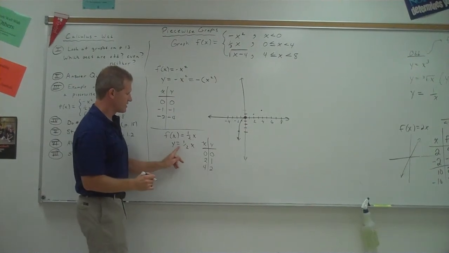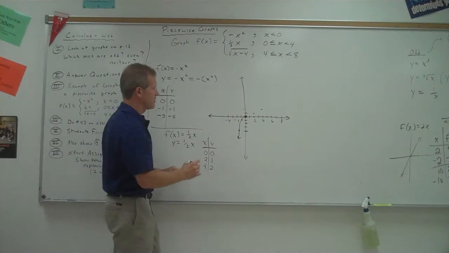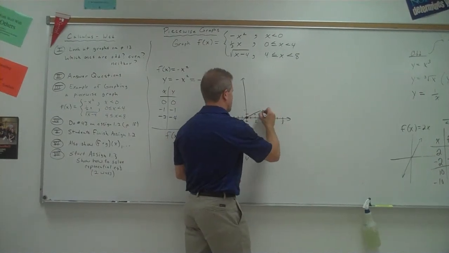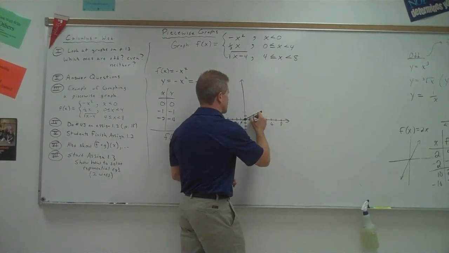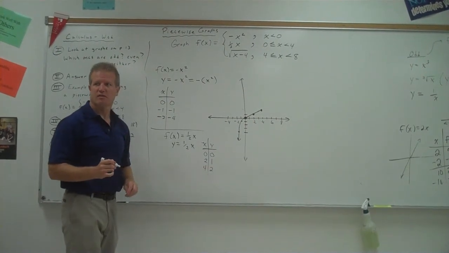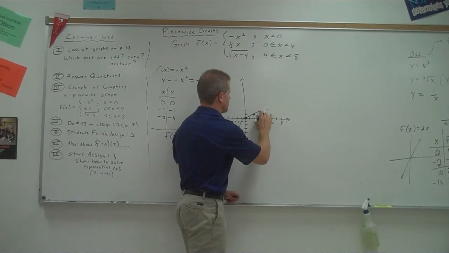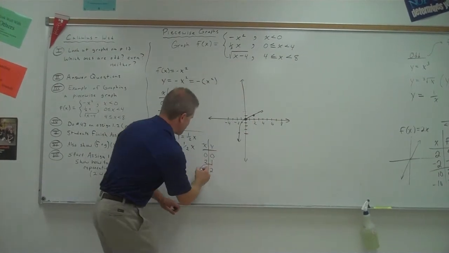Y equals 1/2 x, that's like y equals mx plus b form. That's a linear equation, so straight line. Oops, missed. What's that? Oh, you're right, that's supposed to be open. Thank you. Point 4, 2 has got to be an open circle.